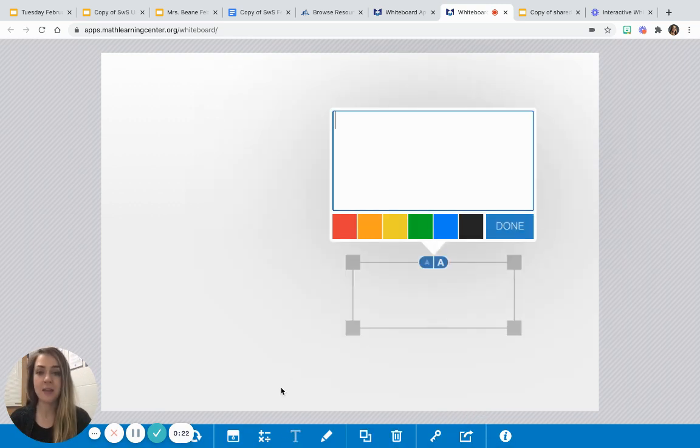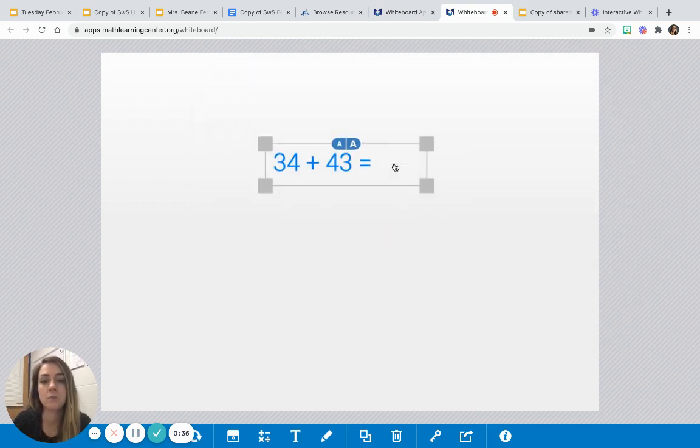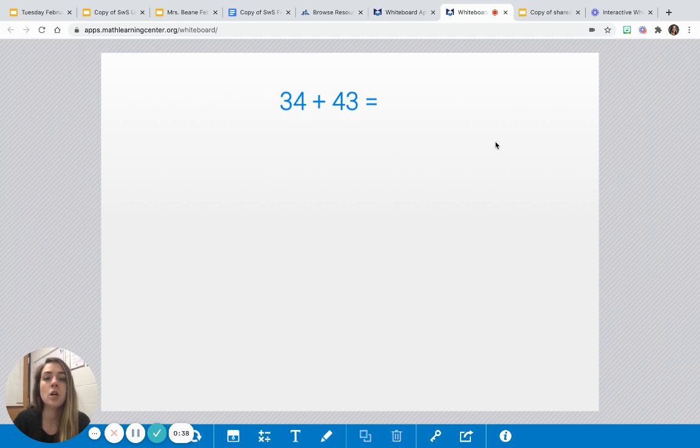I'm going to actually type it. I'm going to do 34 plus 43. And I want to know what that equals. So I'm going to use our splitting strategy. And the splitting strategy is helpful because it lets me think of the numbers that are in the tens place and the numbers in the ones place separately, instead of trying to think about them at the same time.